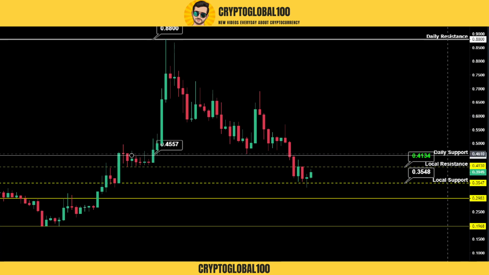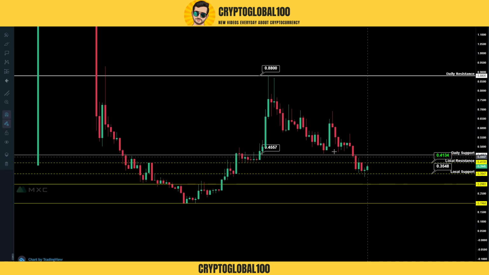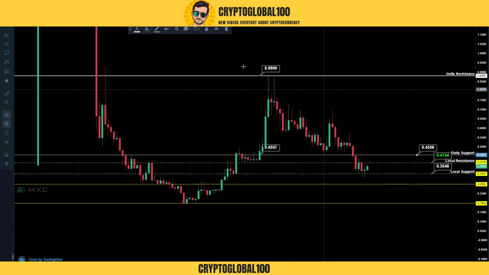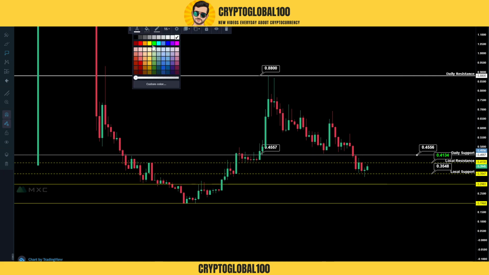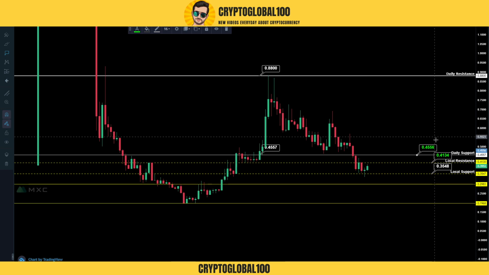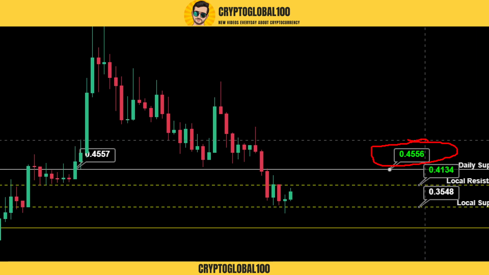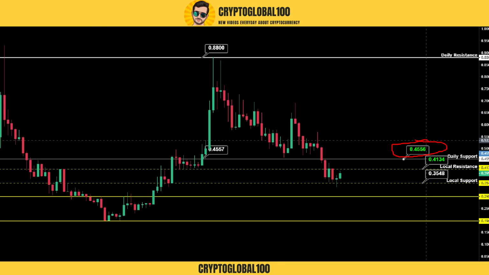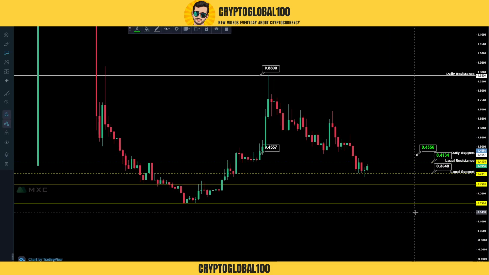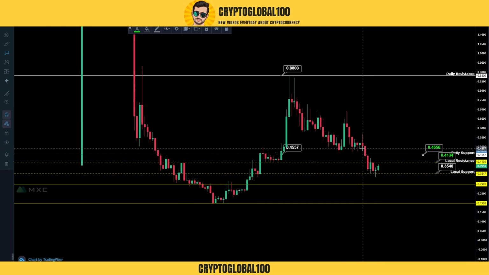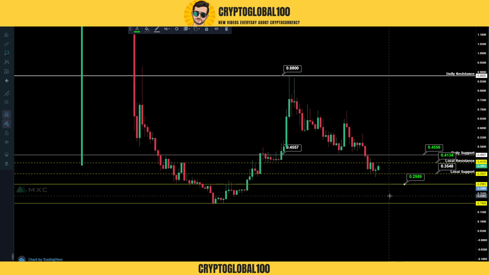This is the major zone here. This one is a major zone. This one, 0.45. If we break out of this one, the price is going to move up. So right now I'm making this a detailed video so you can easily understand what price can do. And right now this one is another zone here, 0.31. If I draw this here, this is an important zone.